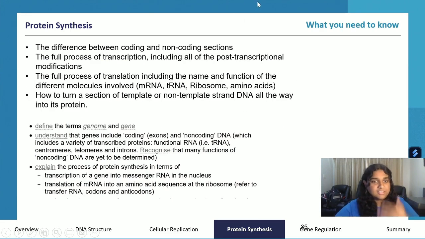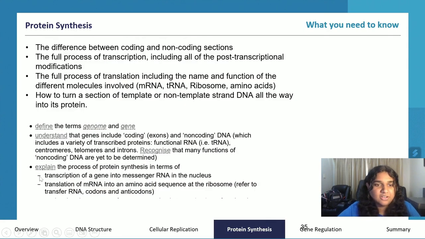In terms of what you would need to know, these are the syllabus stop points that I have transcribed over. So you need to know the definition of the terms gene and genome. You need to understand that genes include coding exons and non-coding DNA, which have some functions like centromere formation, telomere formation, and introns, as well as functional RNA like tRNA, mRNA, and rRNA, which is ribosomal RNA. Recognize that many functions of non-coding DNA are actually yet to be determined.